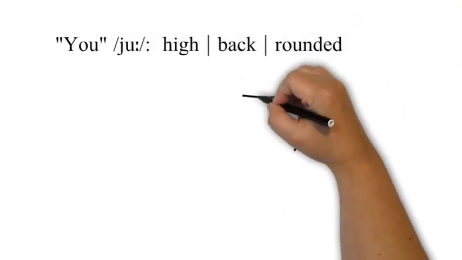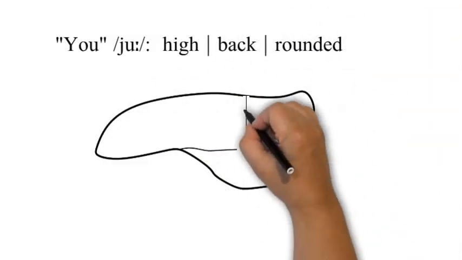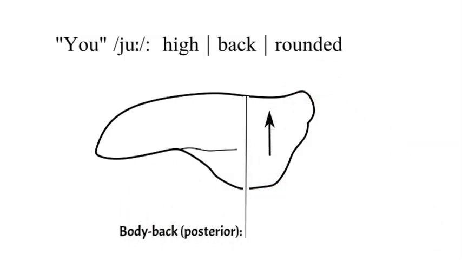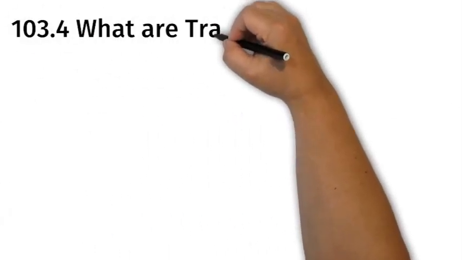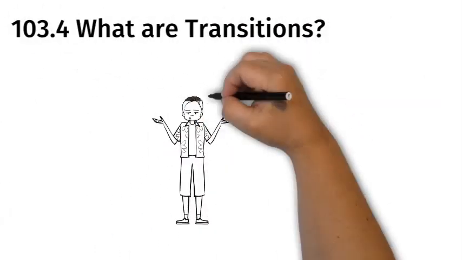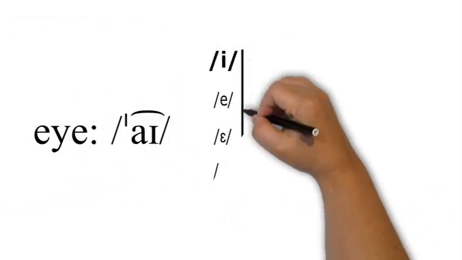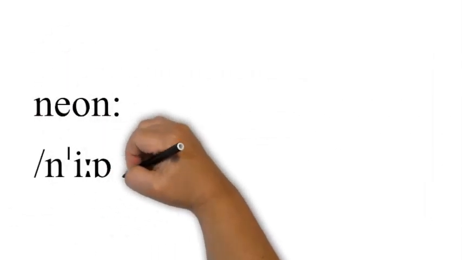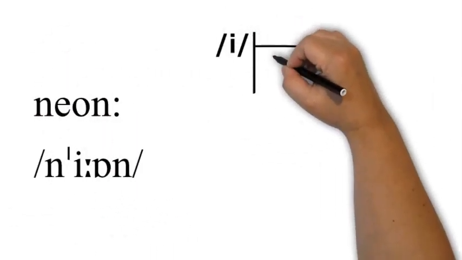Therefore, when a vowel is described as high and back, it refers to the body back section of the tongue being elevated during pronunciation. Transitions are the movements your mouth makes when shifting from one vowel to another. Think of it as a slide from one sound to the next.